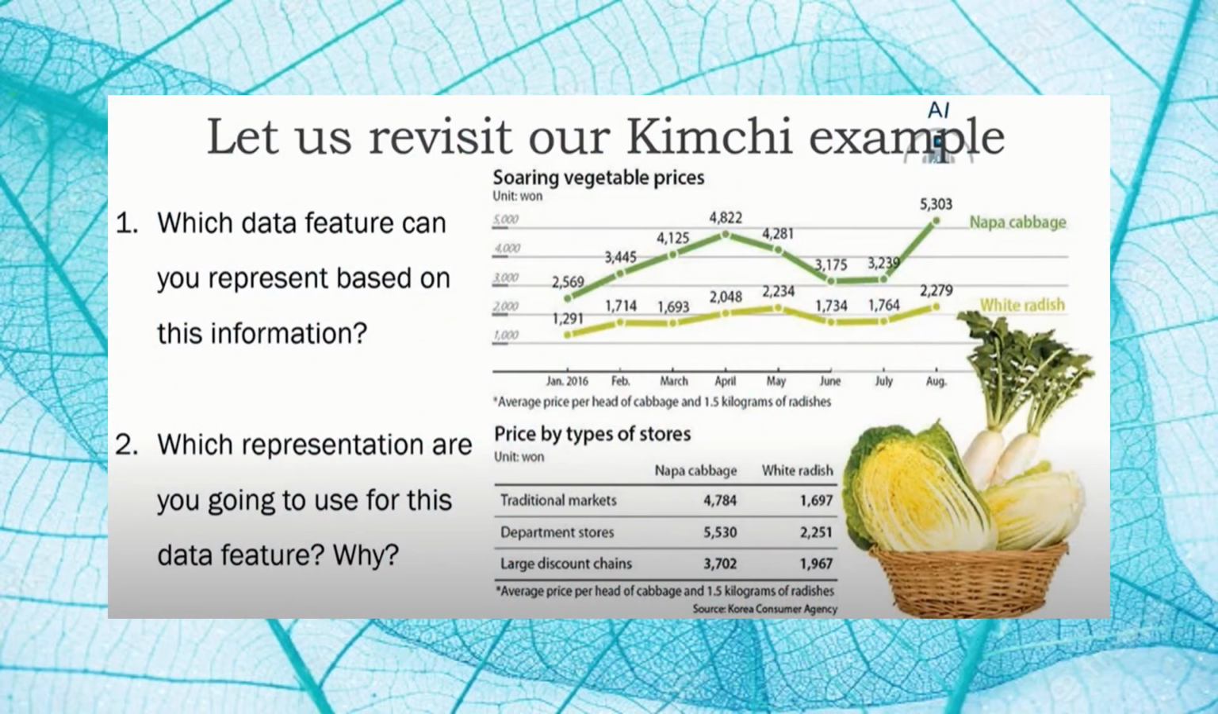Let us revisit our kimchi example. We got the information from various resources, that is, the cabbage as well as the white radish prices are increasing day by day. We got the information from the traditional markets, department stores and the large discount chains. Here it is clearly mentioned the white radish price was 1291 in the month of January, and it rose to 2279 in the month of August, whereas the Napa cabbage price in the month of January was 2569, and in the month of August it was 5303.